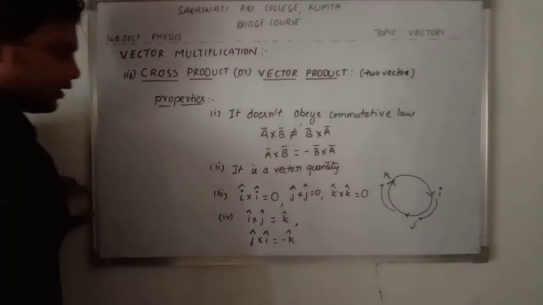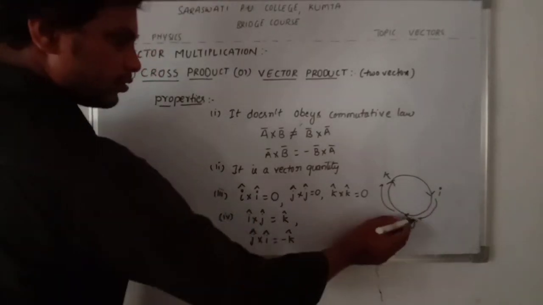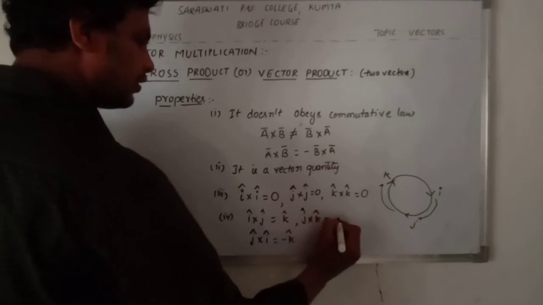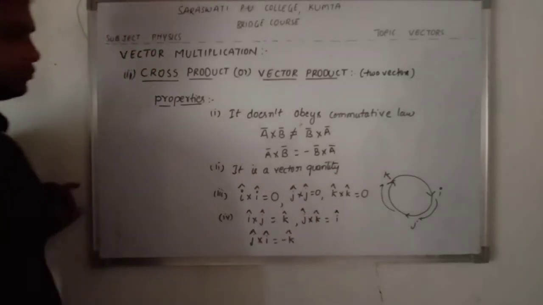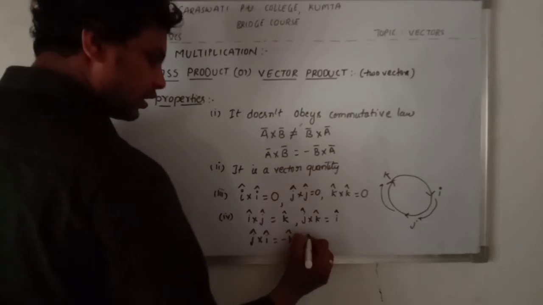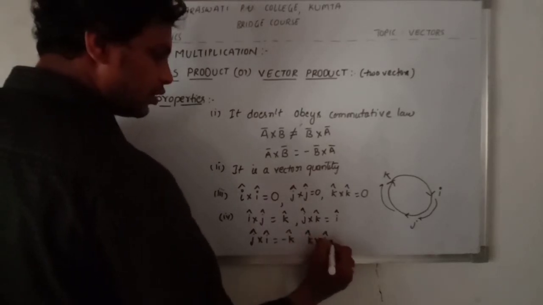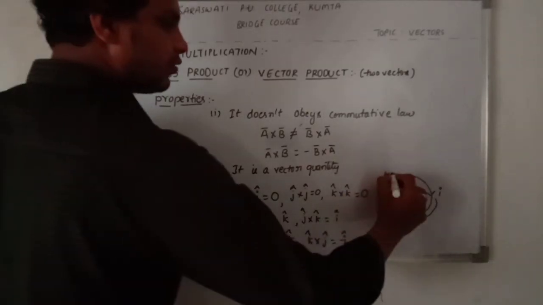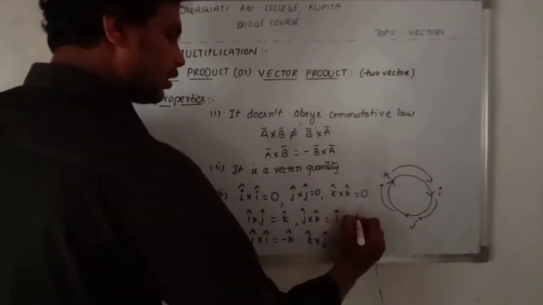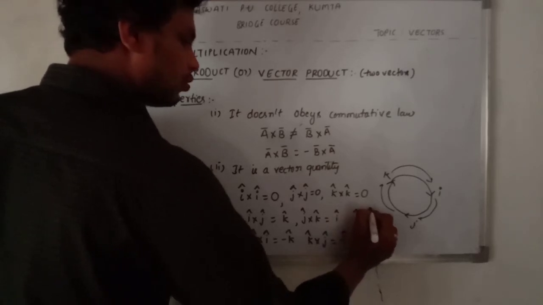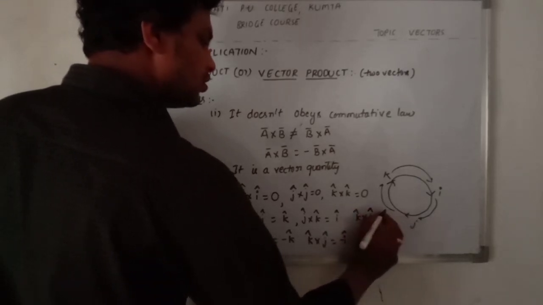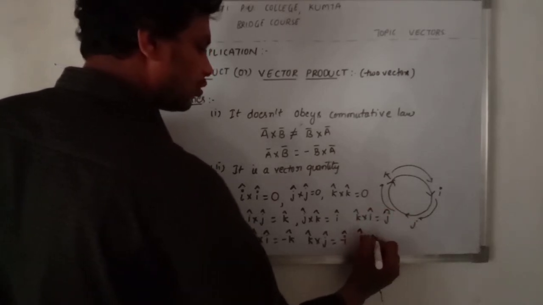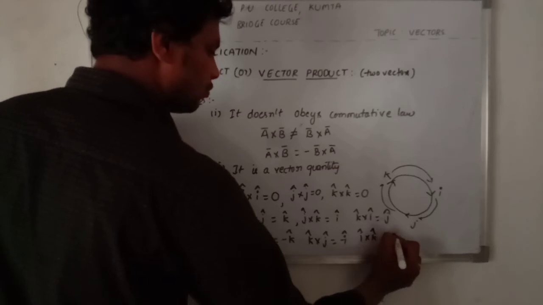Similarly, I will take the next one, that is j cap cross k cap. I will take this as i cap. Then you can say that k cap cross j cap is equal to minus i cap. Now next I will take k cap cross i cap. So k cap cross i cap is equal to j cap, or else I will write this as i cap cross k cap is equal to minus j cap.